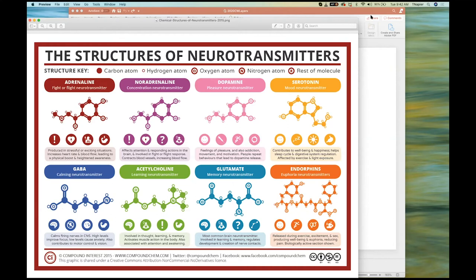So noradrenaline, a concentration neurotransmitter, says here it affects attention and responding actions in the brain and is involved in the fight or flight response, contracts blood vessels, increasing blood flow. So first question I have is, how are noradrenaline and adrenaline related? Well, adrenaline is a hormonal transmitter, and noradrenaline shares the same structure, but its purpose and functionality is different. In fact, adrenaline is the main transmitter in the sympathetic nervous system.